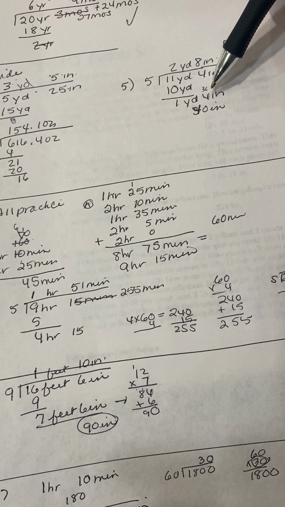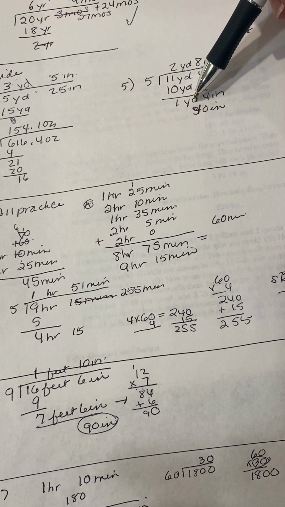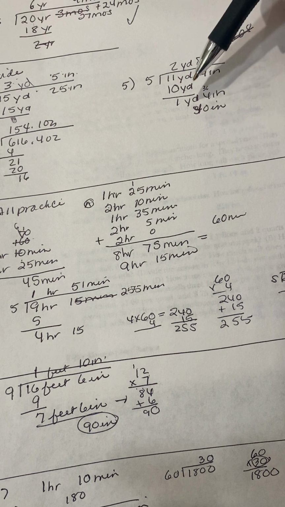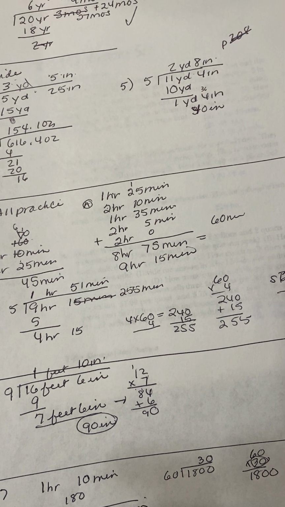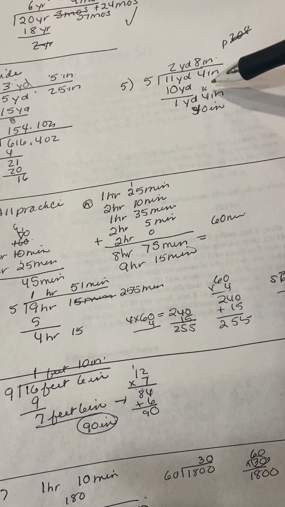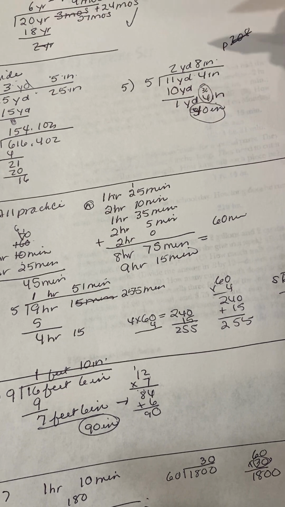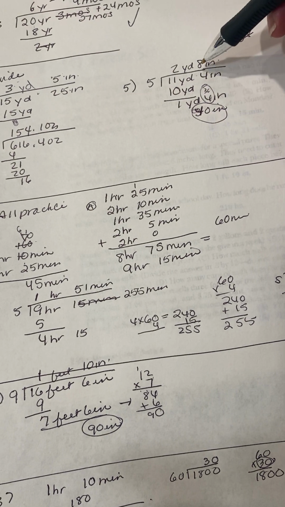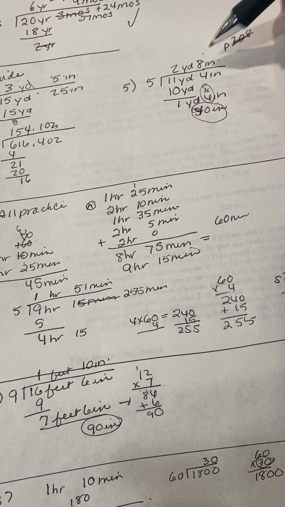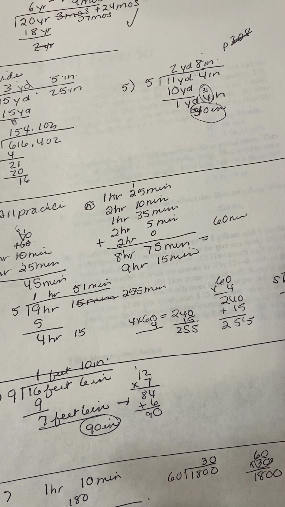So now we want to change this to inches. How many inches are in a yard? 36 inches. So we say 36 plus 4. Right here, 36 plus 4 is 40 inches. So now we say 5 goes into 40 inches 8 times, and you have 8 inches. See how I did that?